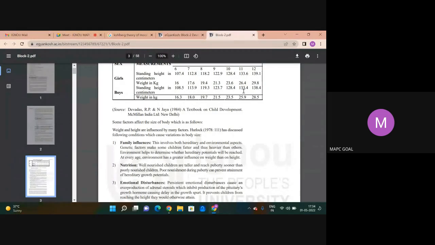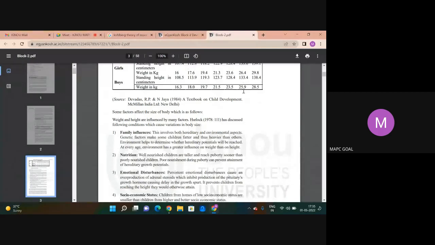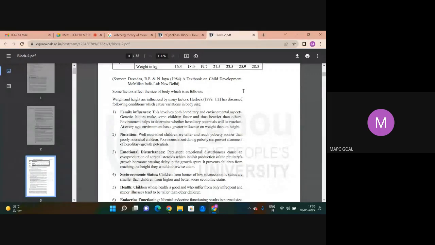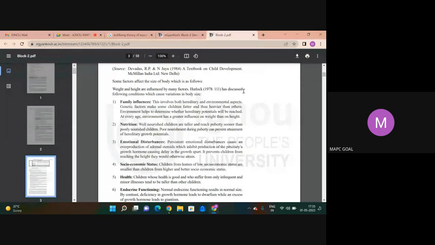There are certain factors that could affect the size of the body. It was given by Horlock 1978, and they have talked about the various conditions that could influence body size. One of them is family influences, nutrition. So family, the heredity, the environment, the genetic factors. Even if a child eats properly, or if they have got the height from the parents, the genetic factors play a very important role in the size of the child.